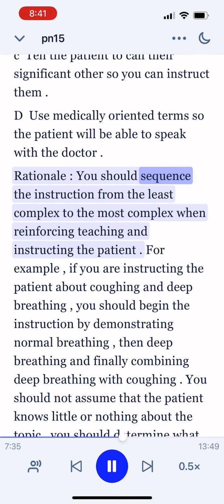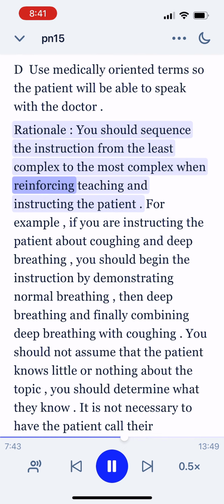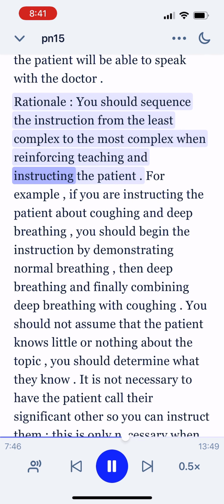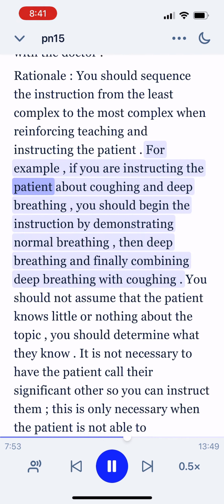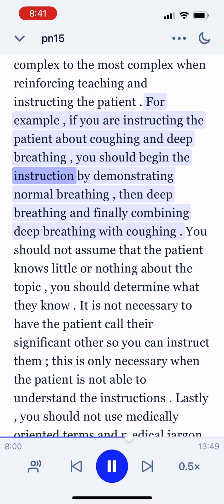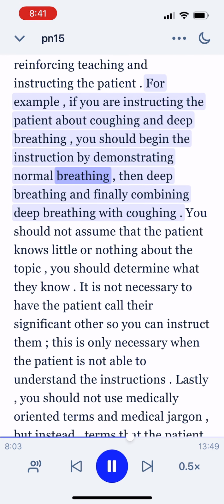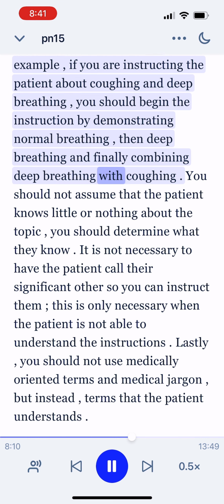Rationale: you should sequence the instruction from the least complex to the most complex when reinforcing teaching and instructing the patient. For example, if you are instructing the patient about coughing and deep breathing, you should begin the instruction by demonstrating normal breathing, then deep breathing, and finally combining deep breathing with coughing.